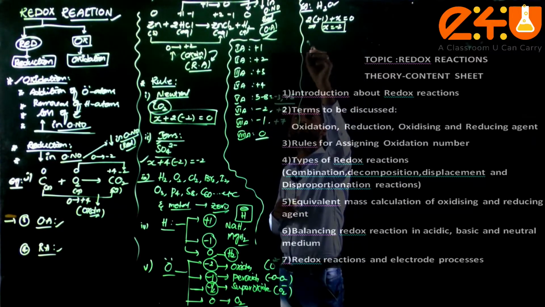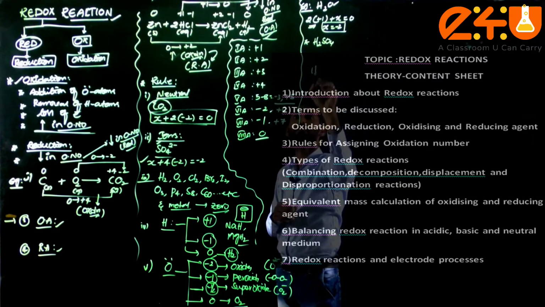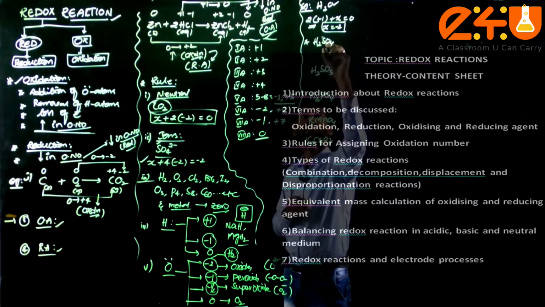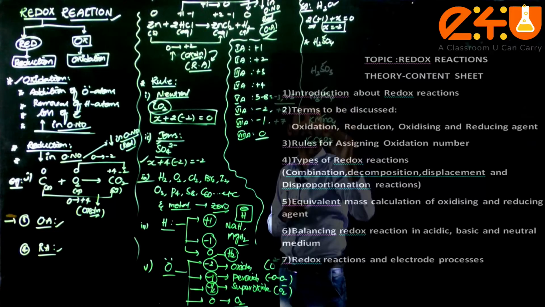Next, if you want to calculate for H2SO4, H2SO3, H3PO4, KMnO4 and K2Cr2O7, we can easily calculate sulfur here, phosphorus, manganese, and chromium.